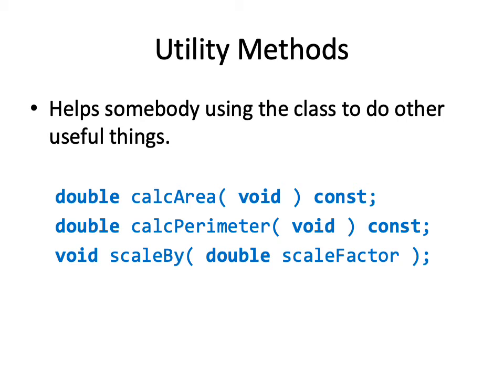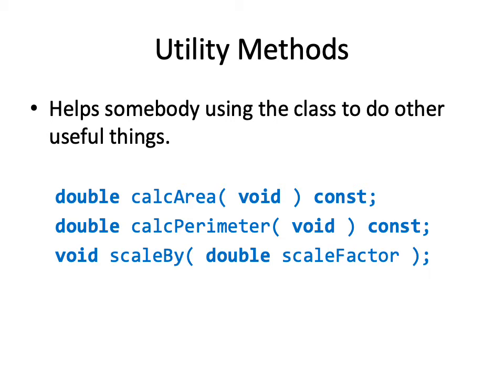Let's now switch gears and look at the utility methods. These are oftentimes the most useful methods in a class, other than just getters and setters. Constructors you always need, and other than the operators. So utility methods are very, very useful.